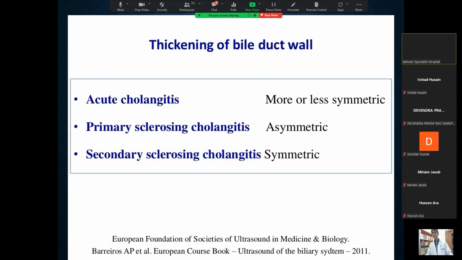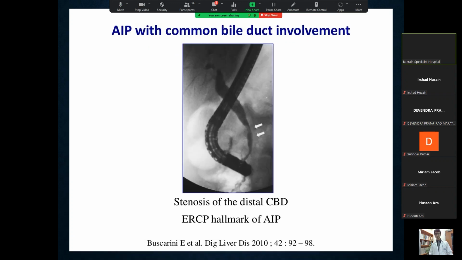So what are the differentials if we look at thickening of the bile duct? One includes cholangitis, which means diffuse involvement of the bile duct. In PSC, it will be asymmetric, and in secondary sclerosing cholangitis like IgG4 related cholangitis, it will also be asymmetric. Autoimmune pancreatitis has common bile duct involvement. You can see here the strictured area in the distal CBD, which is most commonly found in autoimmune pancreatitis or IgG4 related cholangitis.